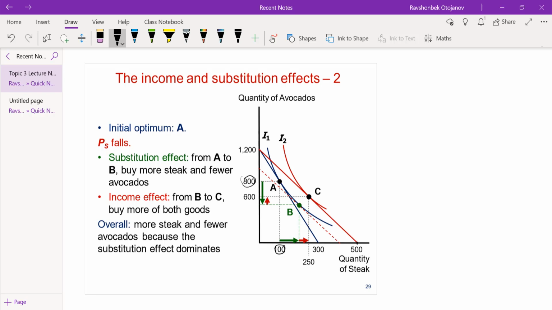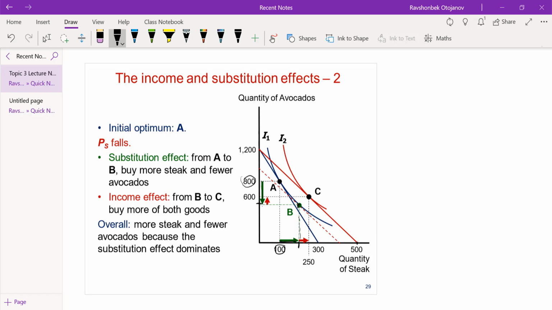Now notice that when there is a price change, we would usually expect a movement along the indifference curve. That's what happened here. When the price of steaks decreased, we moved from point A to point B because there was a substitution effect. In other words, Russell decided to reduce his consumption of avocados to this point, and to compensate for the loss in avocados, increase his consumption of steak to this point here. So there's an increase here and a decrease here.